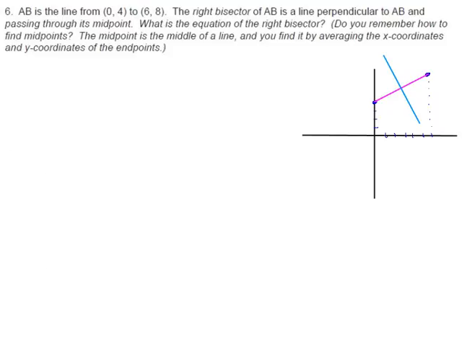I better get those coordinates labeled. We're going to need them in a second. The coordinates of A are 0, 4, and the coordinates for B are 6, 8.